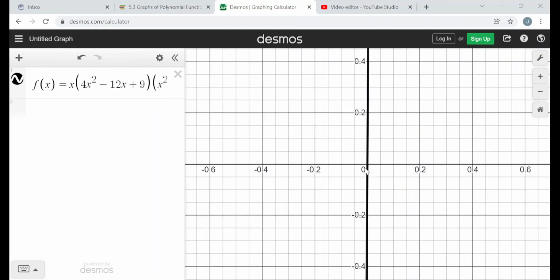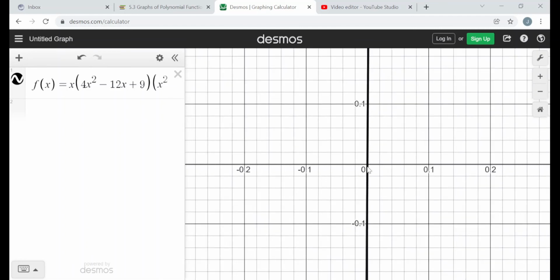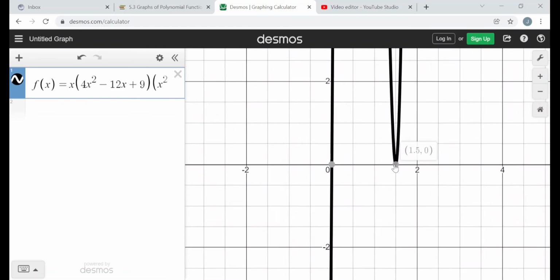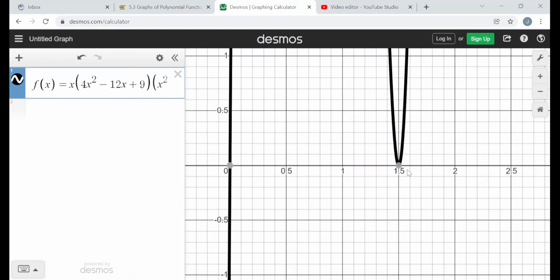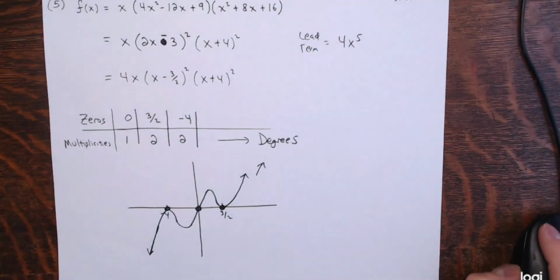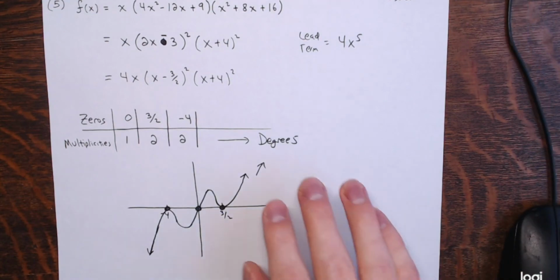See, at x equals 0, it's crossing straight through. And it looks like it's going up and down. It's not, but it's crossing straight through. And then at x equals 1.5, it's like a parabola. It's bouncing off the x-axis. And the end behavior is the way I want it. It's down to the left, up to the right, just like I said. It's a degree 5 with a positive lead coefficient. All right, just got a couple more of these.